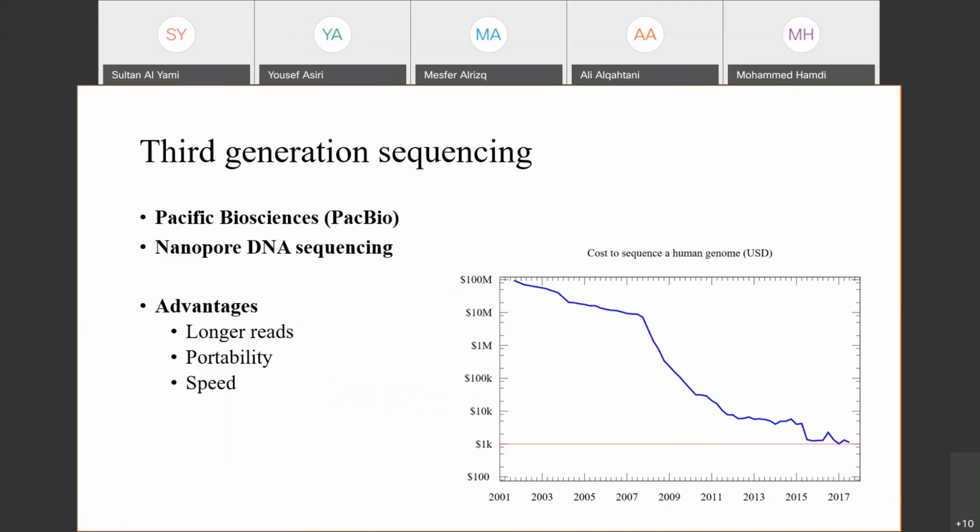Another sequencing technology generation has emerged and led to another drastic drop in the cost of sequencing. Not only this, but it also provided other advantages like longer reads, portability, and speed. This has boosted, and will boost, sequencing research by a lot. Using this technology, the human genome will get sequenced for less than $1,000 as of 2017. Nanopore DNA sequencing and PacBio are examples of third generation sequencing technology.